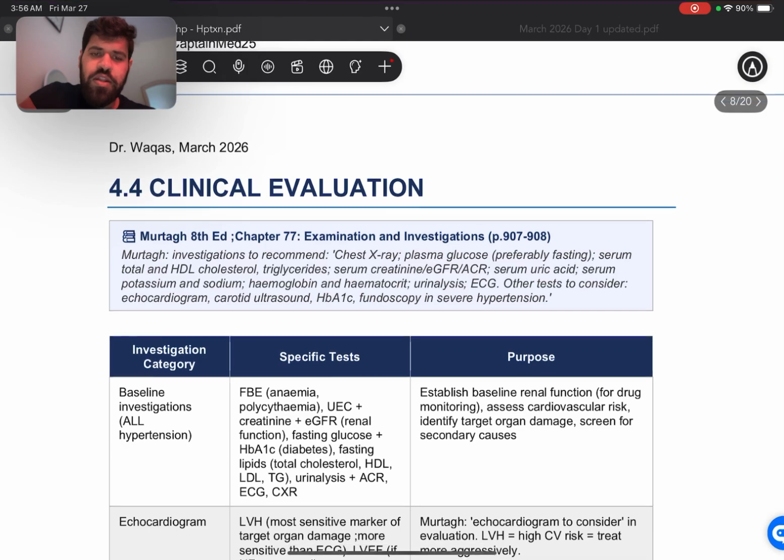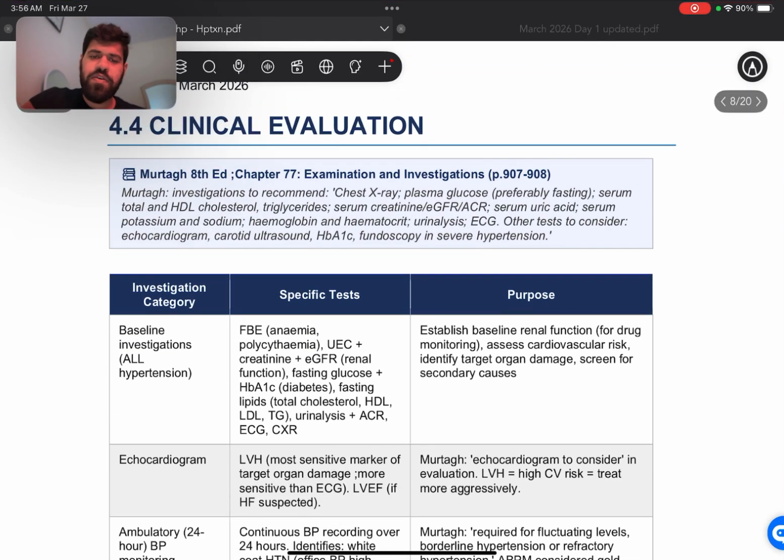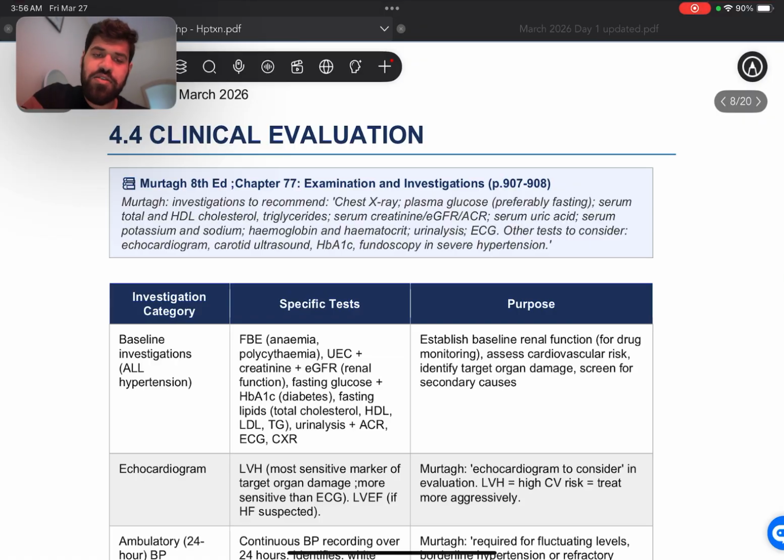All right. Now moving on to the clinical evaluations that must be done. So Murtagh tells us that the initial investigations that are recommended are chest X-ray, plasma glucose, especially fasting, then serum total HDL, cholesterol, triglycerides, serum creatinine, eGFR, ACR, so checking the kidney system, then checking the serum uric acid, serum potassium, sodium, hemoglobin, hematocrit, and then urinalysis. Then he finally states to do ECG.